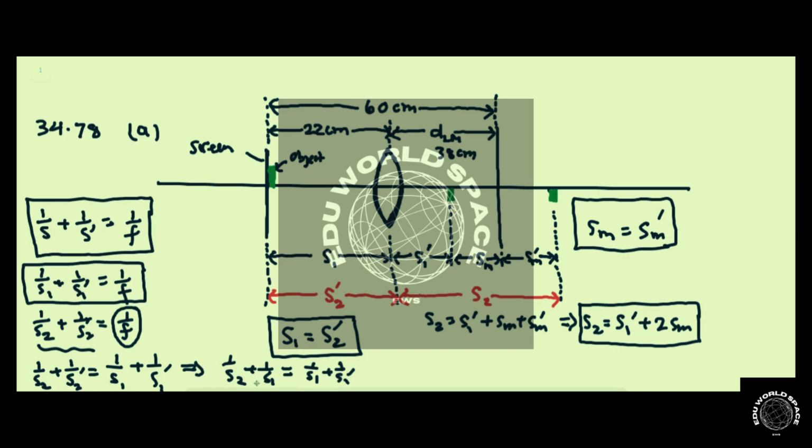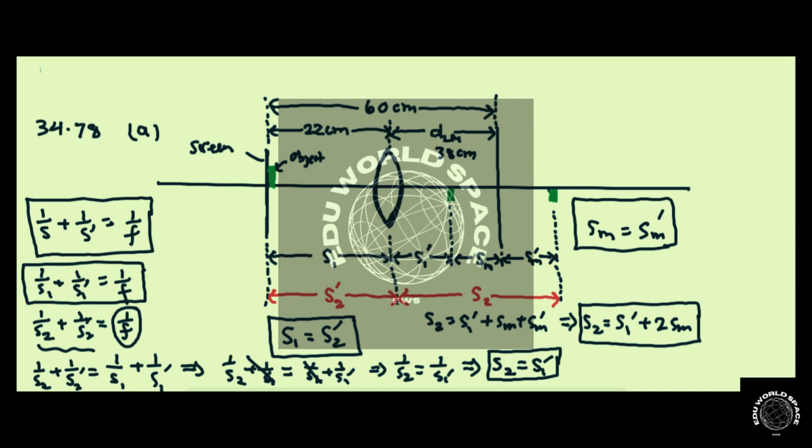And if I move S1 from this side over to the right side, if I subtract S1 from both sides, then that term goes away, and then I have 1 over S2 is equal to 1 over S1 primed, which tells me that S2 is the same as S1 primed. Okay, so S2 is the same as S1 primed.